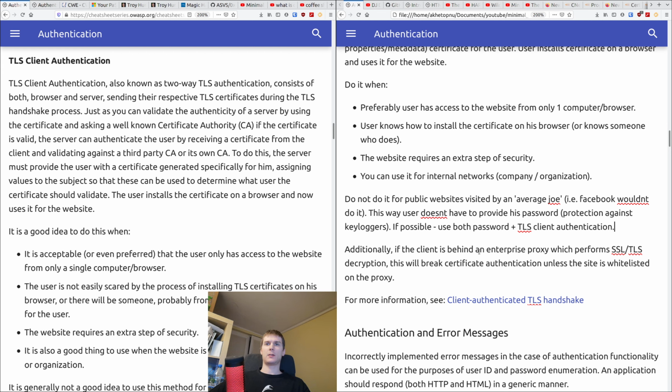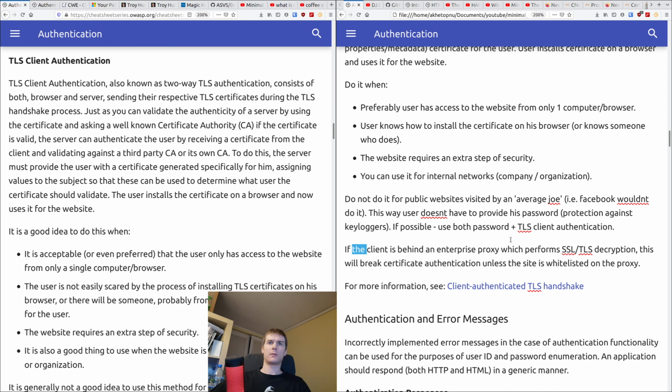Traditionally, if the client is behind an enterprise proxy, which performs SSL/TLS decryption, this will break certificate authentication unless the site is whitelisted on the proxy. Okay. For more info, see the links.